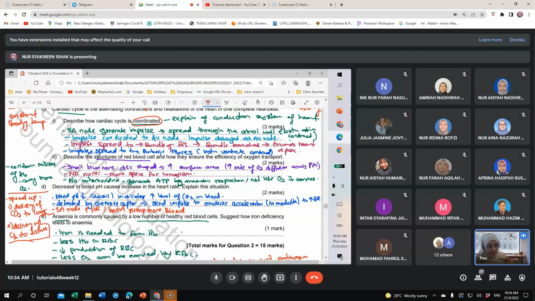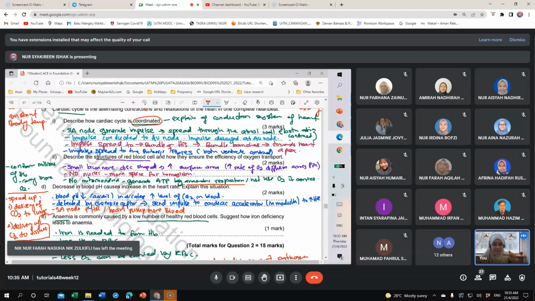Kalau red blood cells tu guna oksigen yang dia carry untuk cellular respiration, it reduces the amount of oxygen carried by the red blood cells. So instead, the red blood cell will respire through anaerobic respiration, supaya dia tak guna oksigen yang dia bawa. Okay, so that is the structure of red blood cells to ensure efficient oxygen transport. Biconcave, no nucleus, no mitochondria.